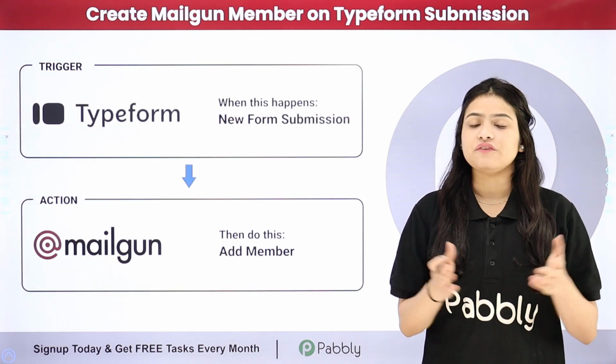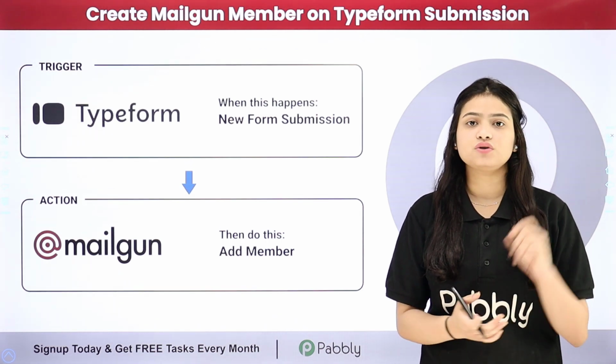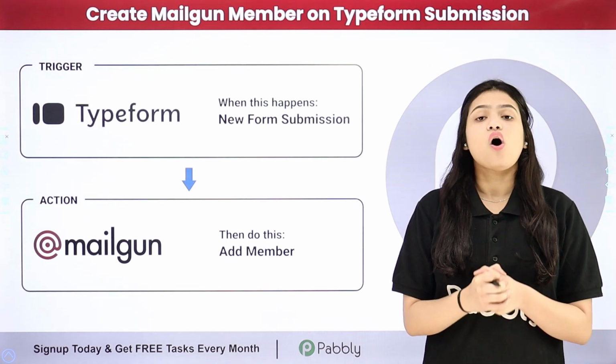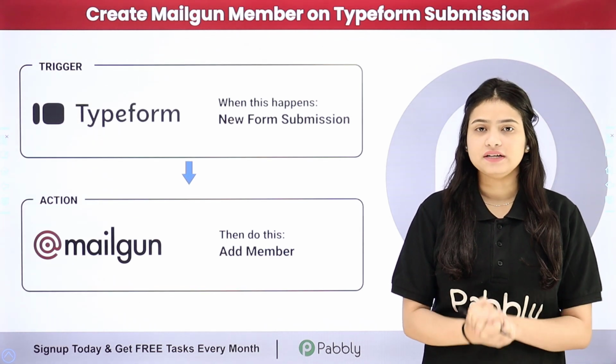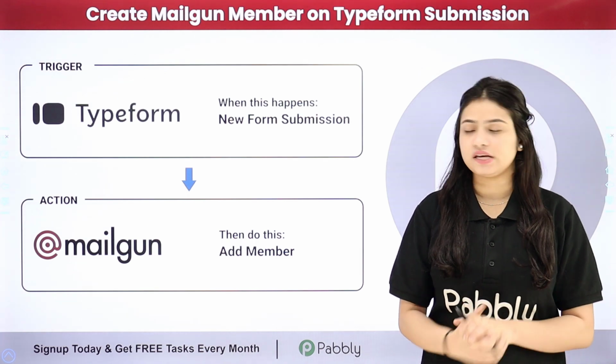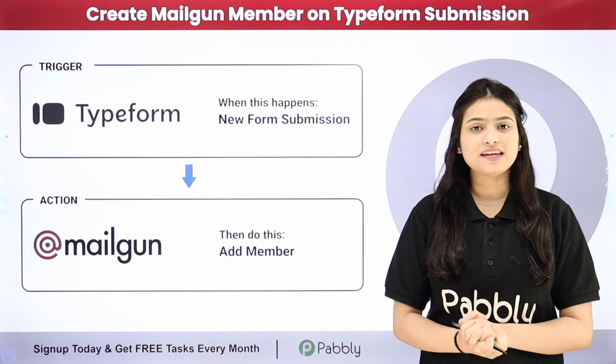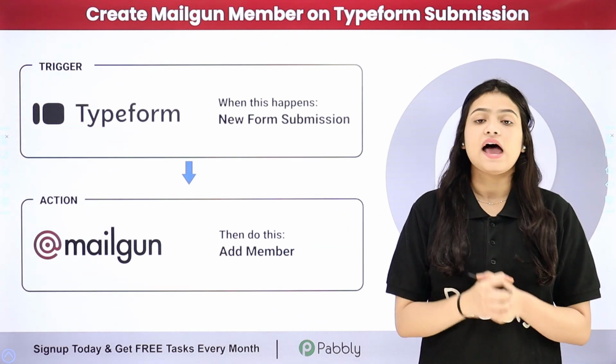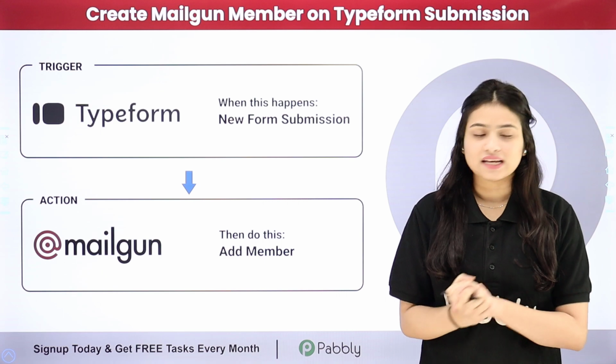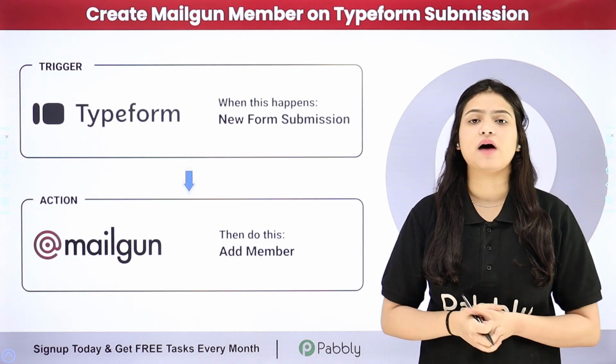Now my objective is that every time I receive a new client through the form submission and the inquiry, automatically that client or lead should be added as a member in my email marketing application, that is Mailgun. To automate this entire process, we will have to set up the connection between Typeform and Mailgun, and that we are going to do without any coding and any programming skills, simply with the help of Pabbly Connect.